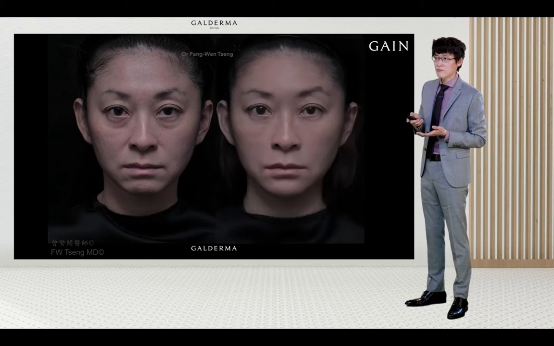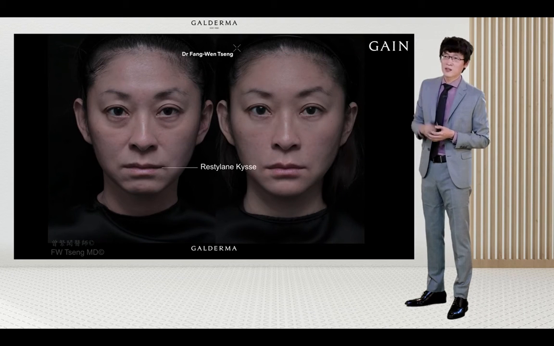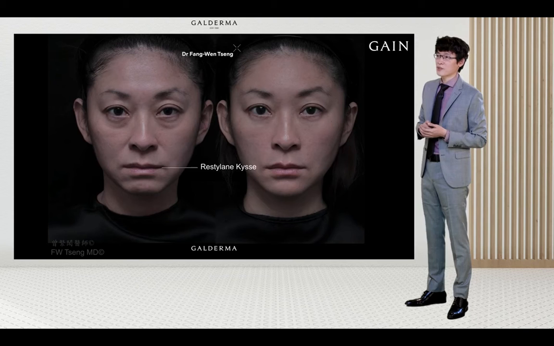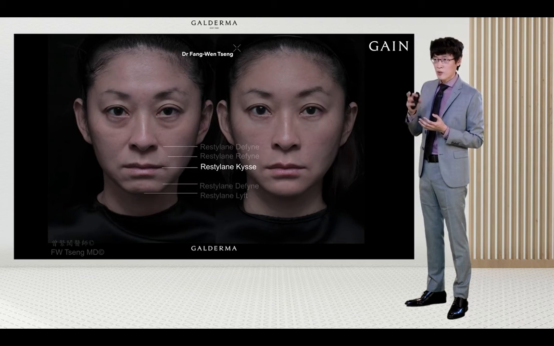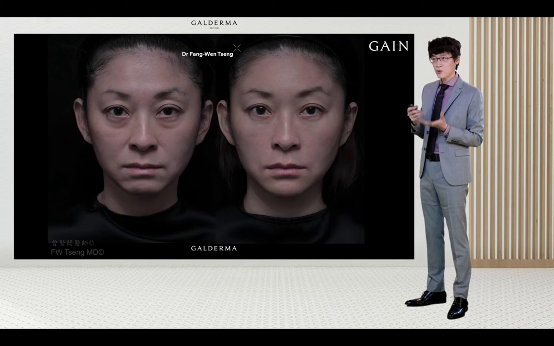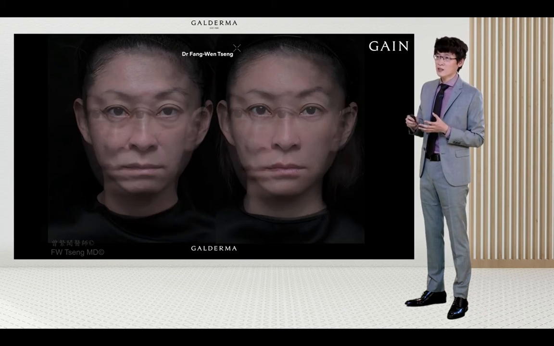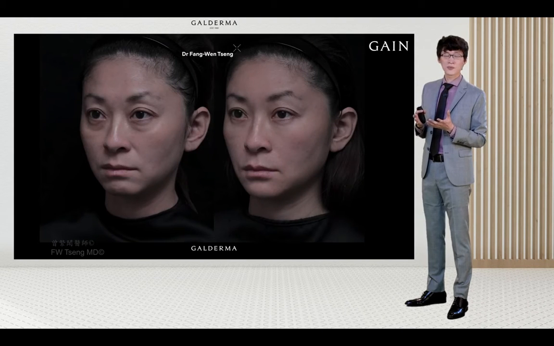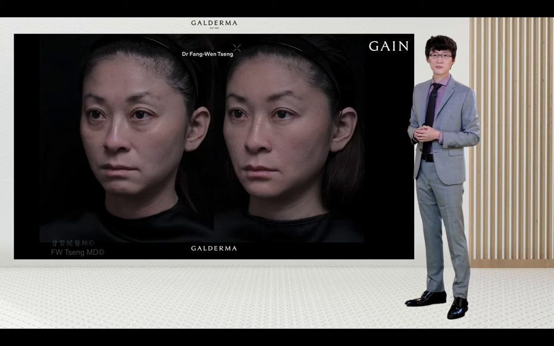So in addition to shaping her lip with Resilient Kiss, during assessment we should also assess the perioral region. We should also treat these depressions accordingly. That's how we can have a more holistic improvement in the entire perioral region.